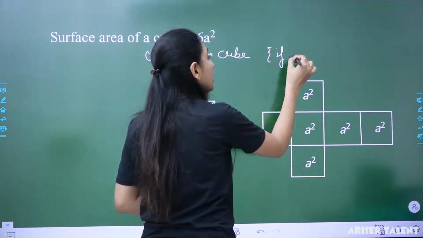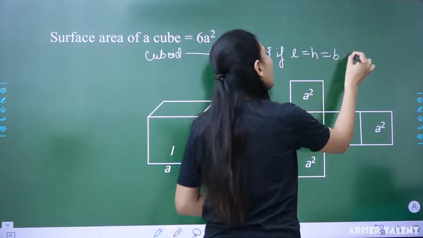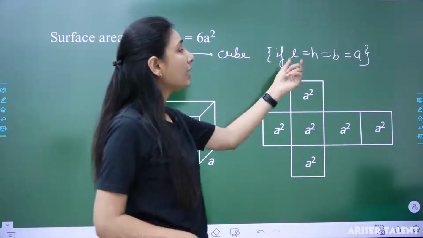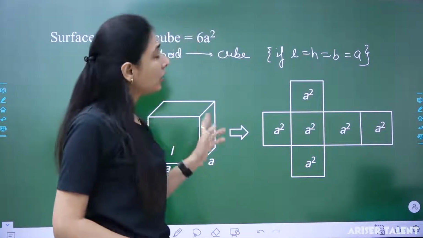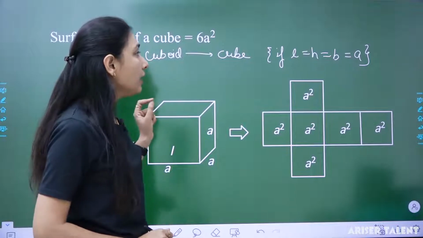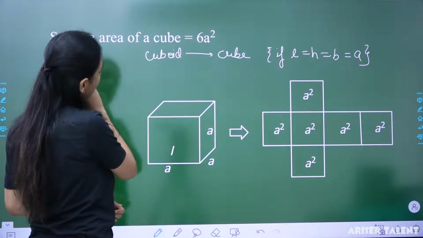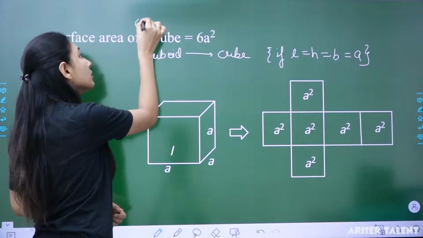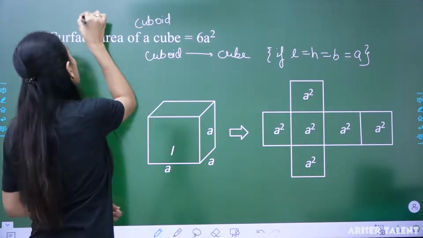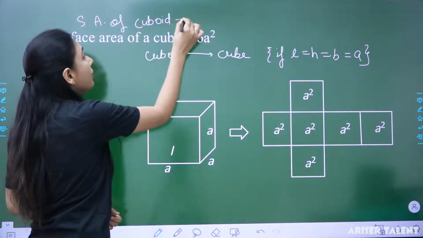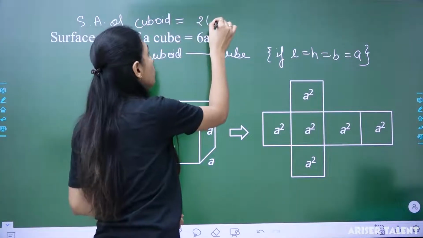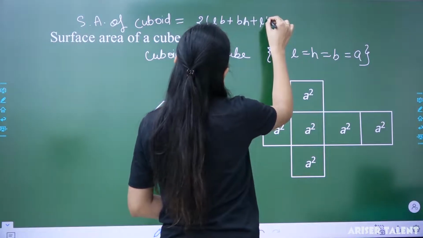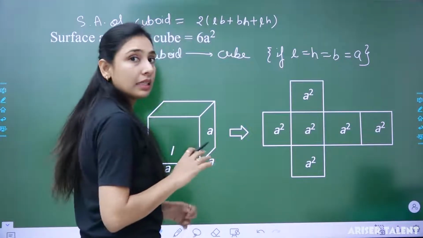if length is equal to height is equal to width, and let's suppose it's equal to some dimension A. So basically L equals B equals H equals A. We are checking that the 3 dimensions are equal to each other. Okay, so if this is the case, we have our formula. And what was the formula? The surface area of a cuboid was equal to 2(LB plus BH plus LH). Okay, this was the formula.